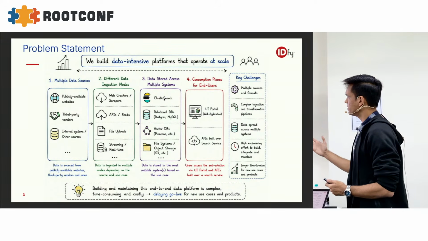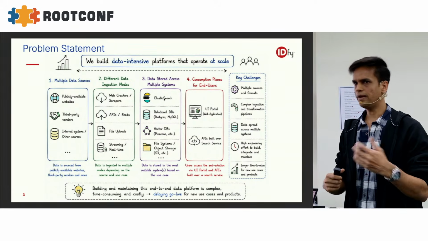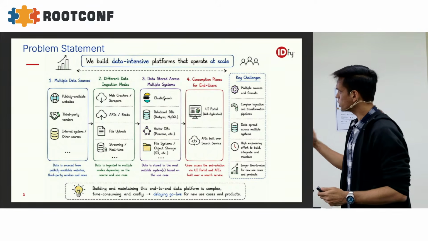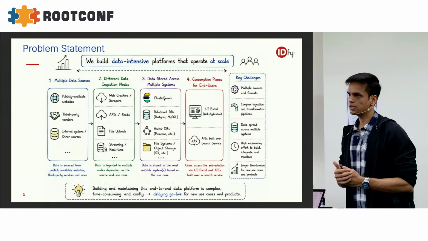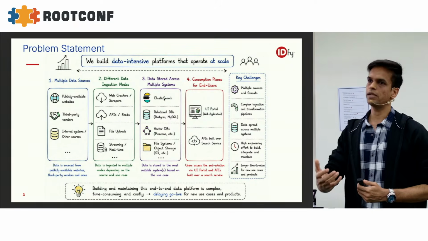The last plane, so I'll skip. So the third plane is basically the orchestration and the intelligence plane. But again, this is not part of this scope. The fourth plane is the consumption plane, right? So this is how our users are able to avail the offerings that we give to them.